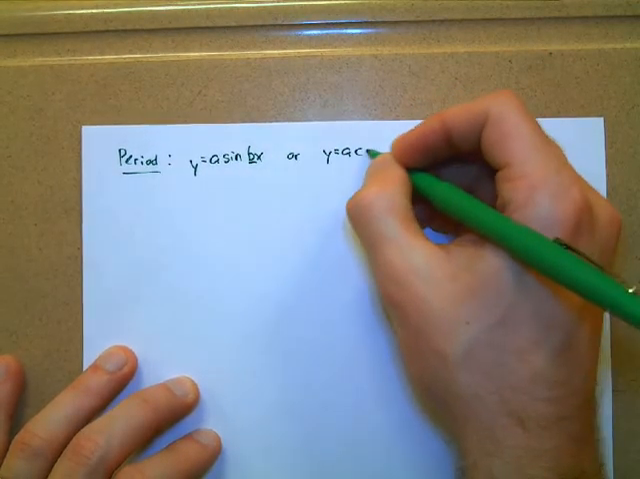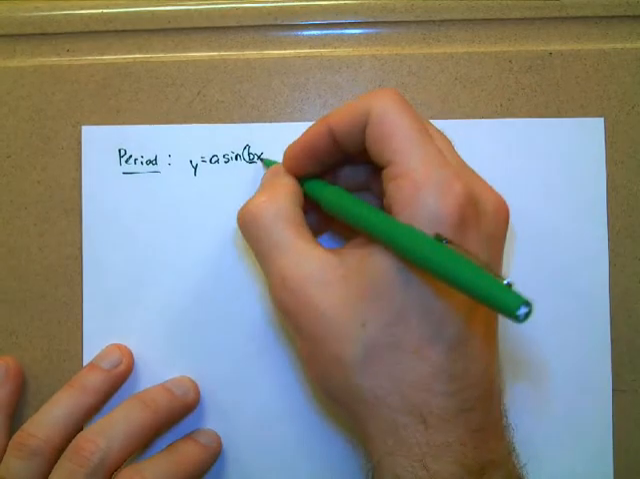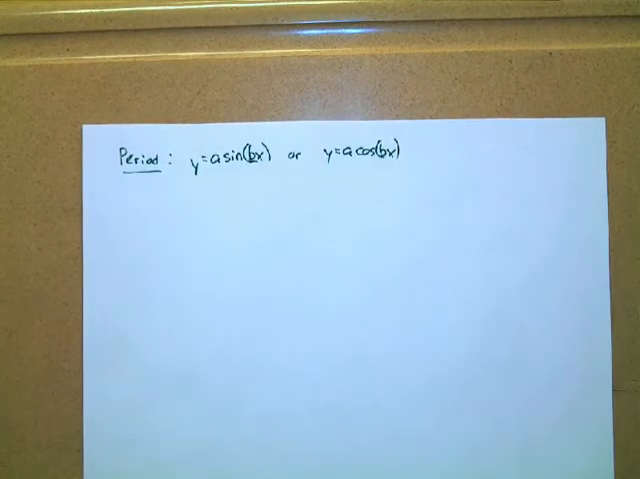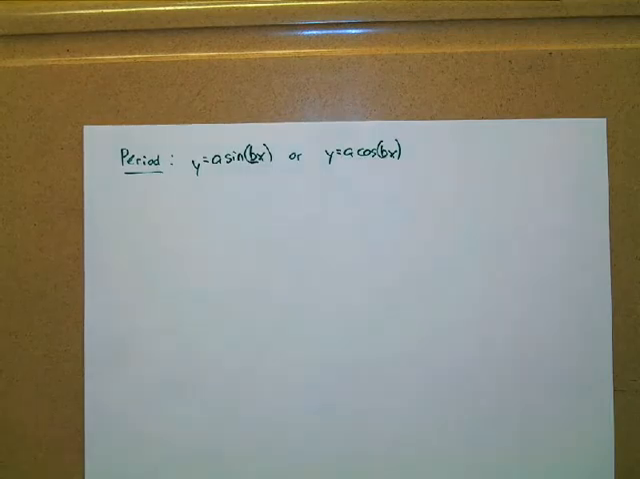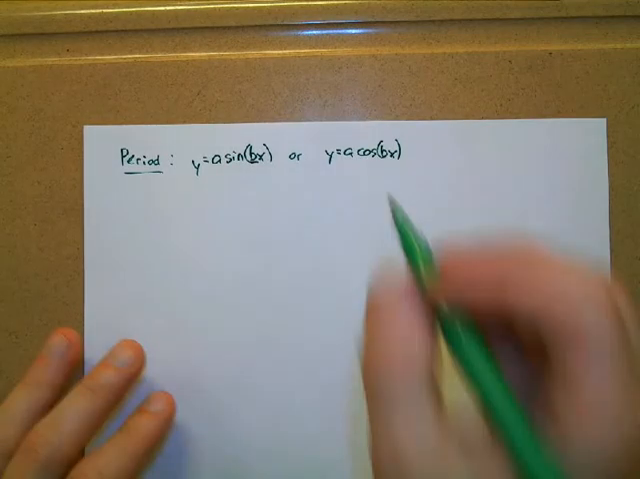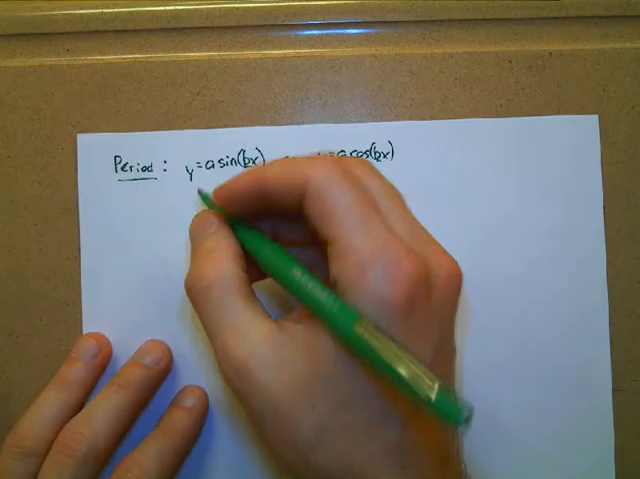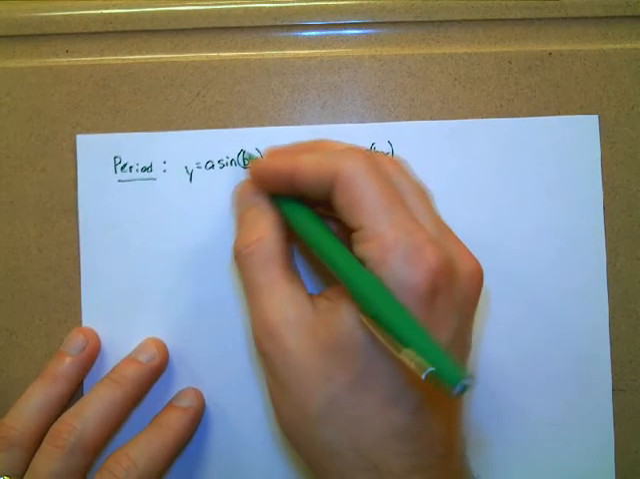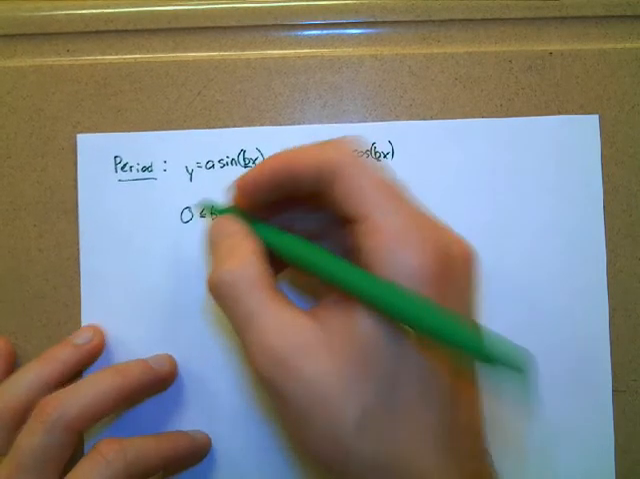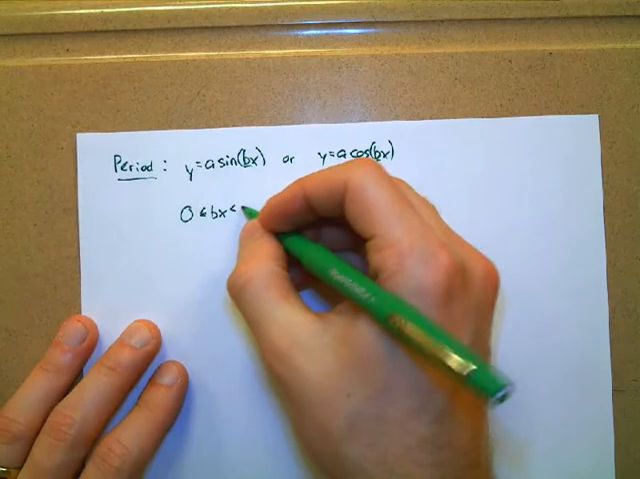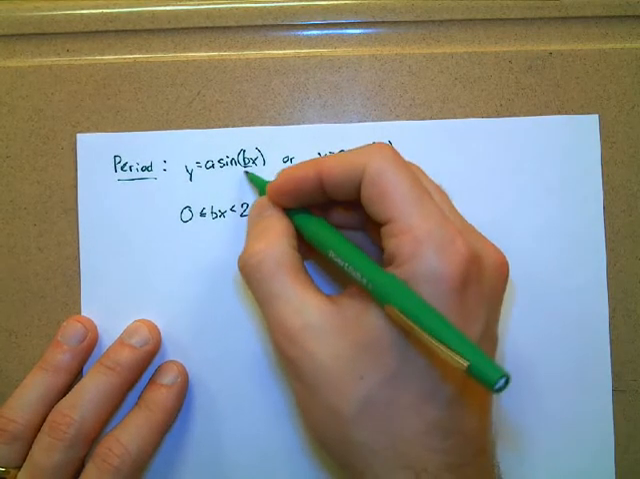The easiest way I can show you how this affects things, how to fix the graph with the bx, is to take your expression in the parentheses, the bx, and put it between the traditional period. So we take that bx and put it directly in a compound inequality between the traditional 0 and 2 pi. The same is true for cosine as well. It works for cosine or for sine. And then you just solve for x to get your new period.